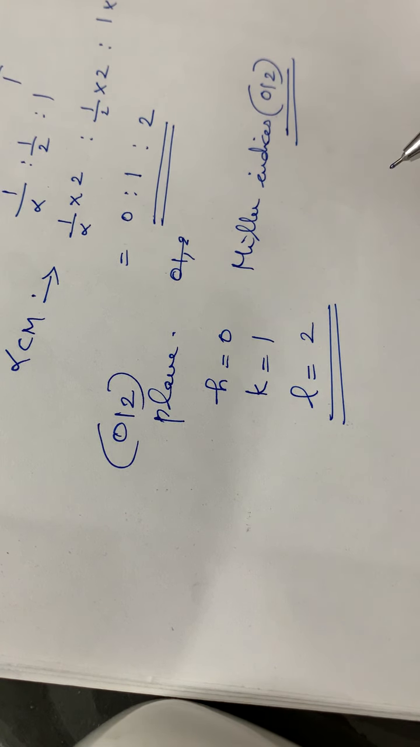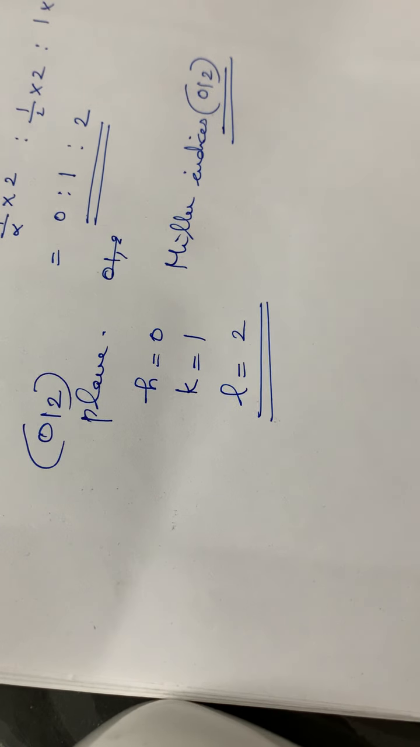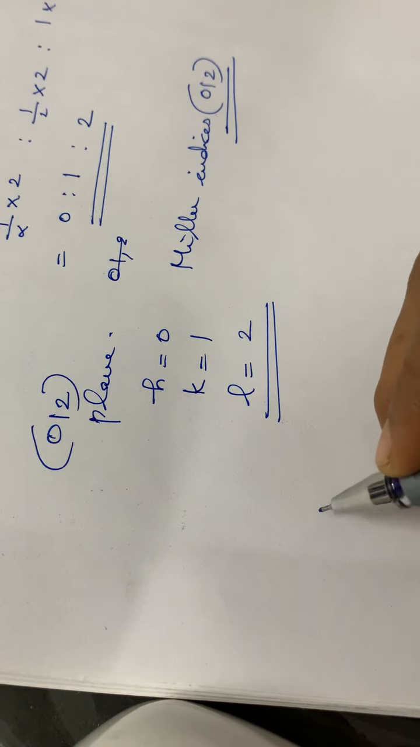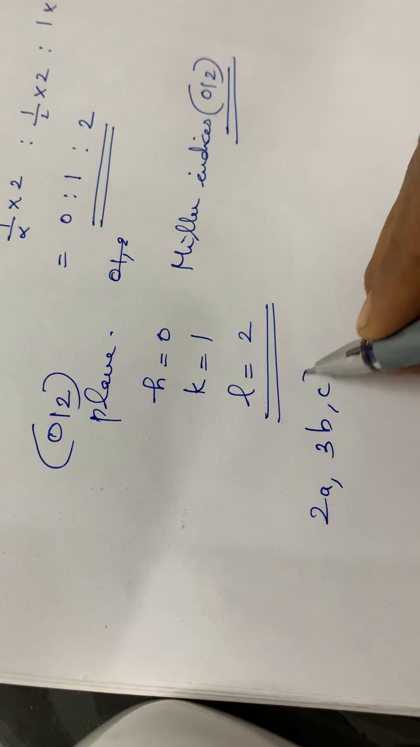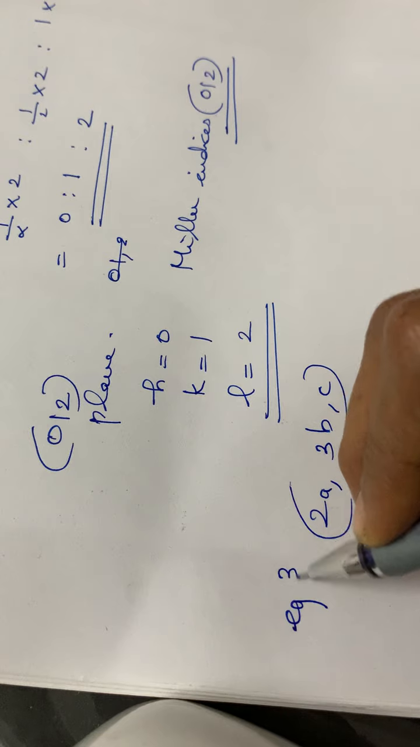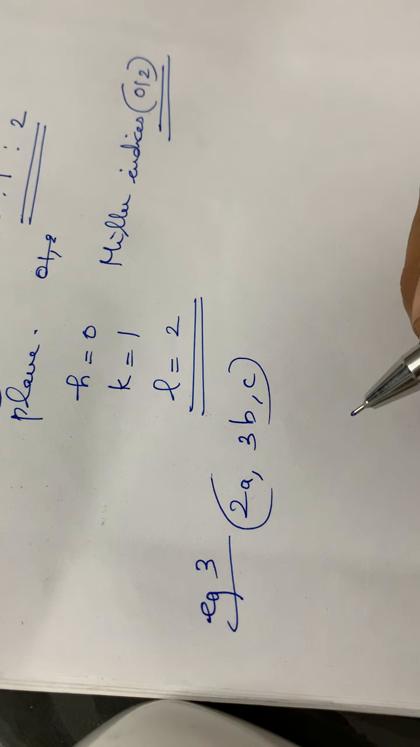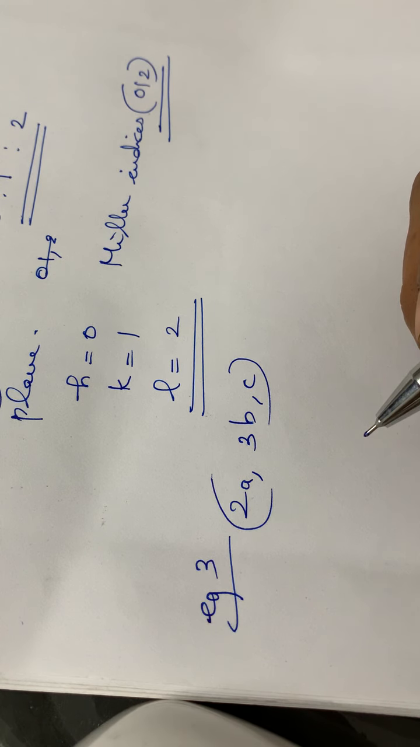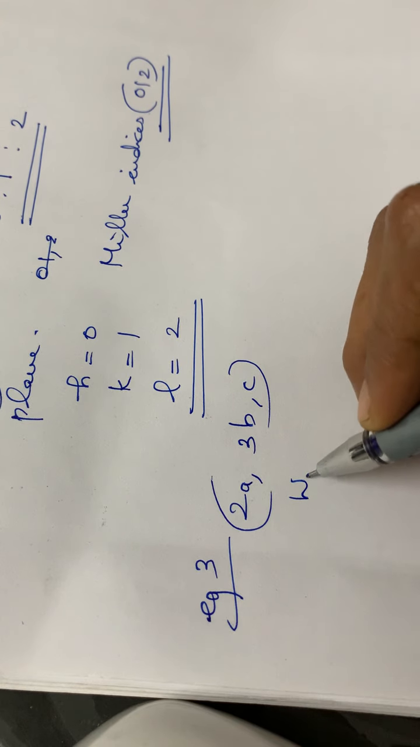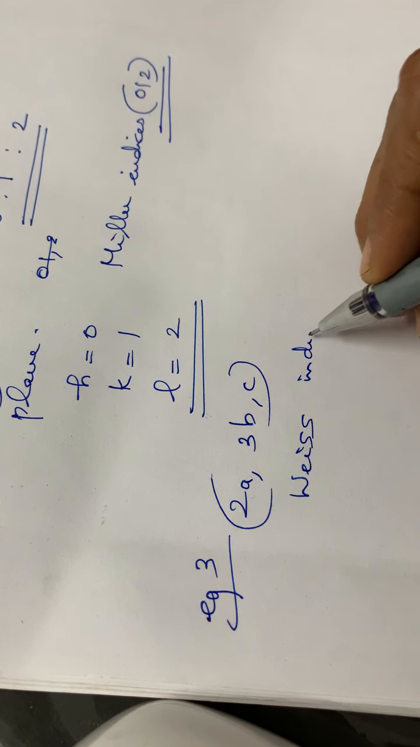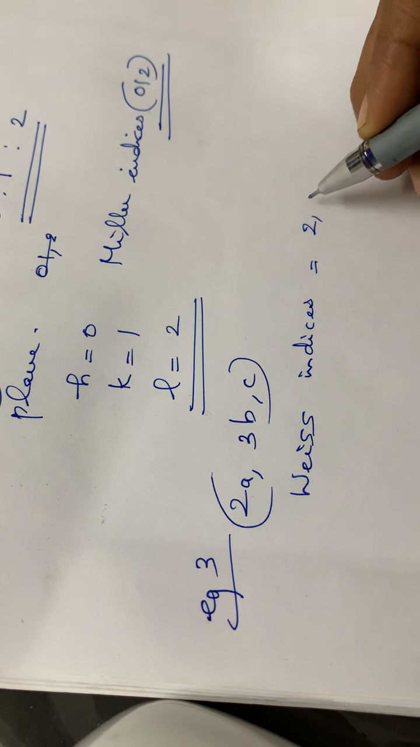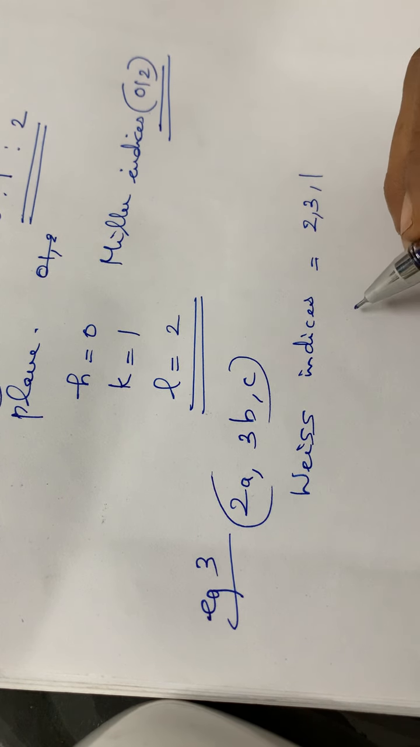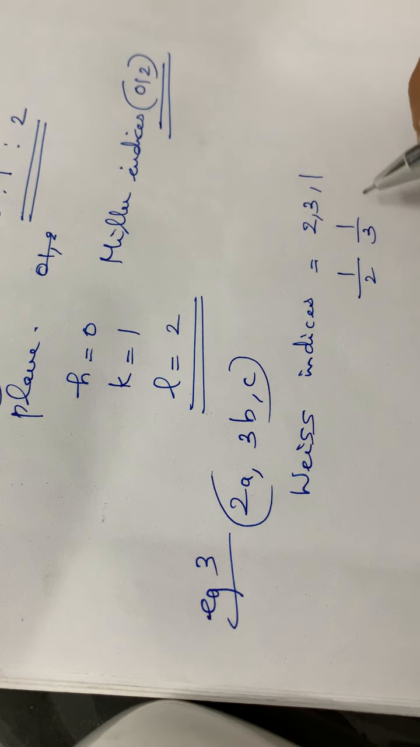Then again, we have to go through some of the examples given in your textbook also. For example, example 3, 2A, 3B and C, another plane. For 2A, 3B and C, what is the Weiss indices? That is equal to 2, 3, 1, isn't it? That is the Weiss index. Then taking reciprocals, it will be 1 by 2, 1 by 3 and 1.